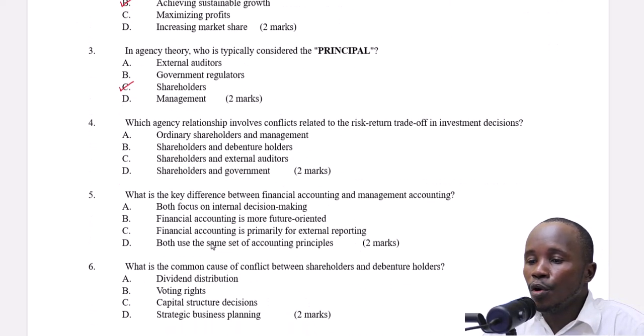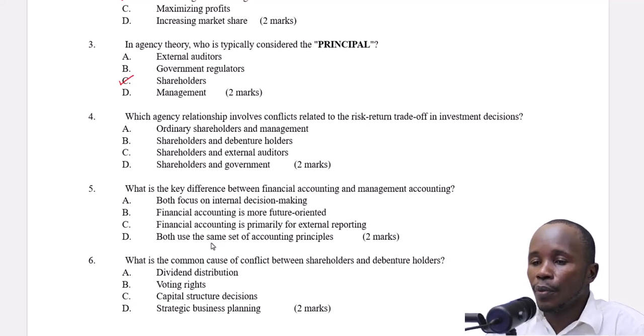Now, we go to question number 4, where you are asked, which agency relationship conflict is related to risk return of investment decision? Here, the key point is the agency relationship which involves conflict related to risk return trade-off in investment. Now, risk return means it is risk versus return. Which agency relationship? Let's start with D, shareholders and government.